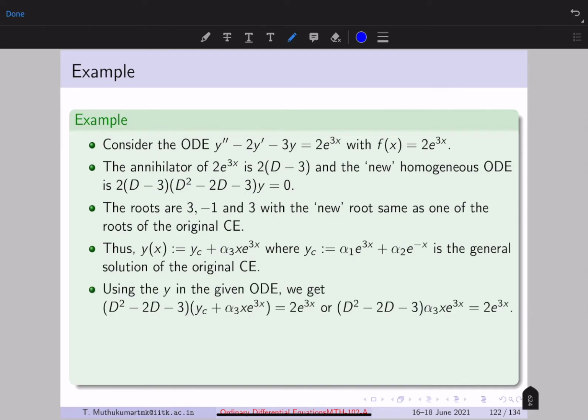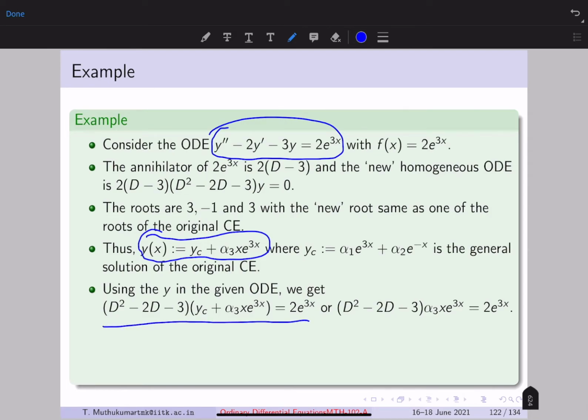Okay, so this is the y that you want to find. If you find alpha 3, you have the y. So you use that information in the given ODE, so your ODE becomes this. Now again, D squared acting on this yc is 0, because yc is the solution of the second order ODE. So you are only left with the second term. So you use this.